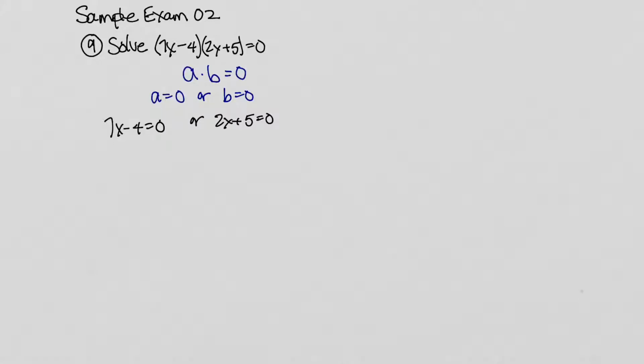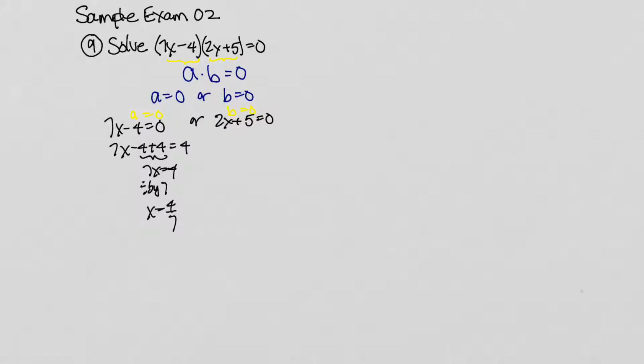Now in this case, the a might be this one right here, the 7x minus 4, and the b might be the 2x plus 5. So this is our a equals 0, and this is the b equals 0. To solve each equation, over here we're going to add 4. We get 7x minus 4 plus 4 on that side. That's a 0, so we'll get 7x equals 4. Then we divide by 7, so we get x equals 4 over 7.